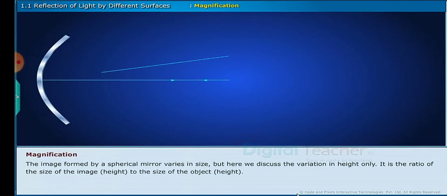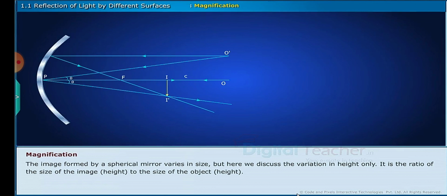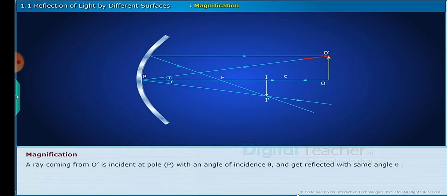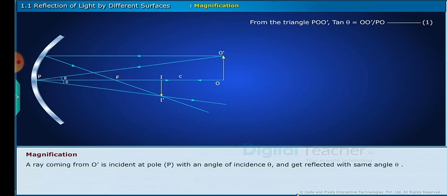Magnification. The image formed by a spherical mirror varies in size, but here we discuss the variation in height only. It is the ratio of the image height to the object height. Practically, M is equal to v by u. Let us consider an object OO dash. A ray coming from O dash is incident at pole P with an angle of incidence theta and gets reflected with the same angle theta. From the triangle POO dash, tan theta is equal to OO dash by PO. Consider it as equation 1.